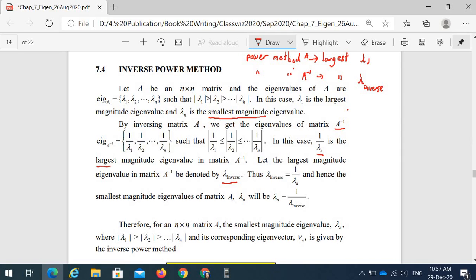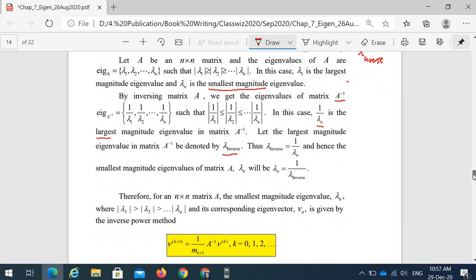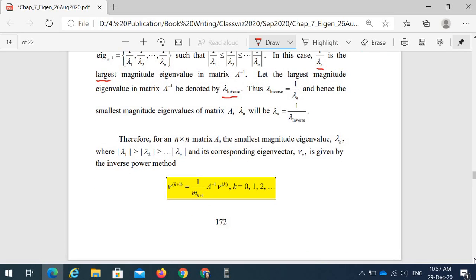Then how do we get lambda inverse by the power method? To get lambda inverse by the power method, we need A inverse. Later on we need the initial eigenvector. When k equals 0, the eigenvector at step 1 is 1 over m1 times A inverse times the initial eigenvector at step 0. So you get the first eigenvector.